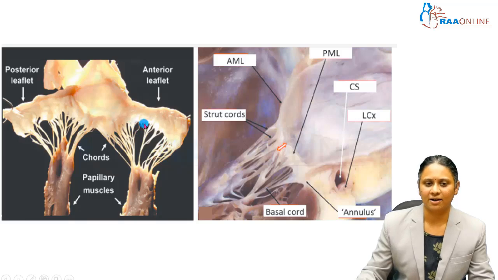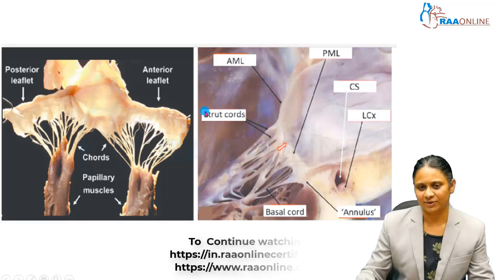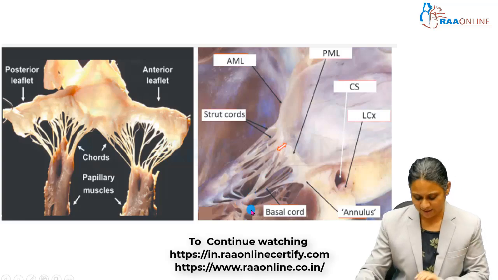The primary chordae are attached to the tips of the leaflet, while the mid portion of the leaflet attachments are called the secondary chordae, and tertiary chordae go to the base of the leaflets. The leaflet attachments of the cords are called the strut cords, while the papillary muscle attachments are called the basal cords.